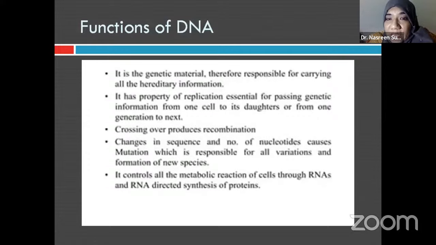Now, coming to the functions of DNA, what is the function of DNA? It is a genetic material. It is going to carry the hereditary information, and it has the property of replication, essential for passing genetic information. It helps in recombination. Then it can change the sequence and number of nucleotides. Whenever there is a change in the sequence and number of nucleotides in the DNA, it will lead to mutation, and mutation will be responsible for variations in the DNA. Then it controls all metabolic reactions through RNA and RNA-directed synthesis of proteins.